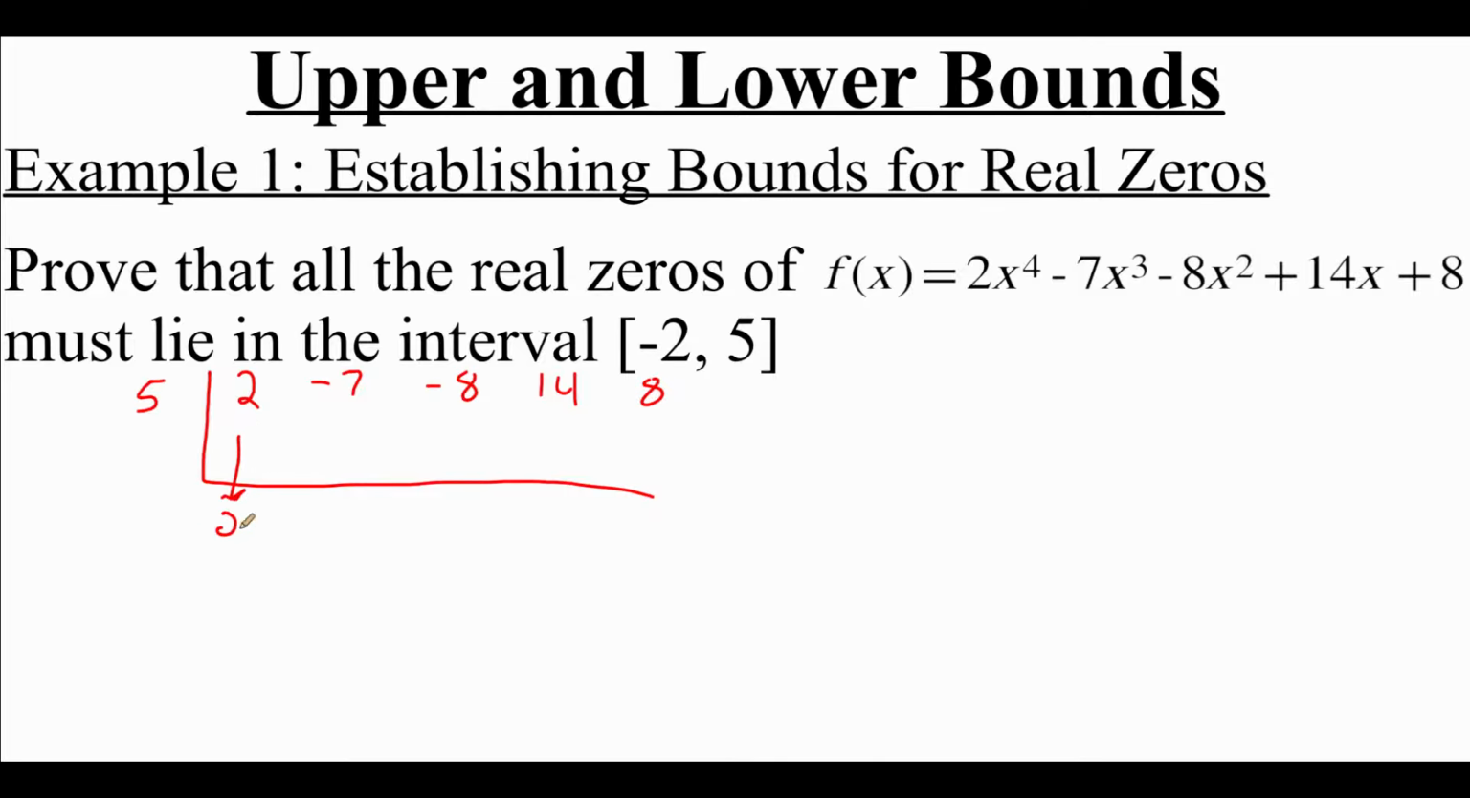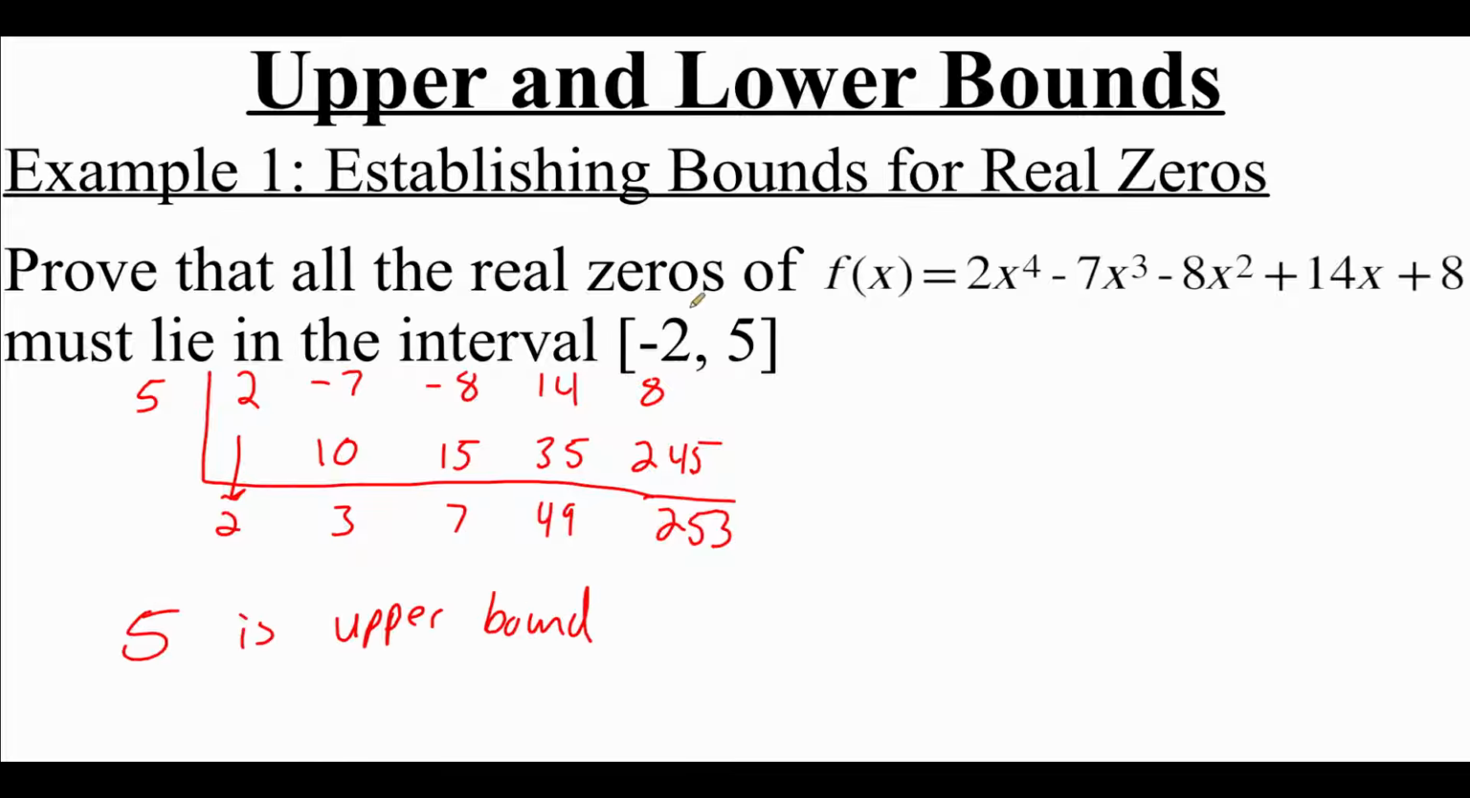I drop down the 2. 5 times 2 is 10. I take the -7 plus 10 to get 3. 3 times 5 is 15. If I add up the -8 and the 15, I'll get 7. 5 times 7 is 35. When I take 14 plus 35, I'm going to get 49. And 49 times 5 is 245. And when I add that together with my 8, I get 253. So as I look at all of the numbers down here, I can see that all of these numbers are non-negative, therefore proving that 5 is an upper bound.